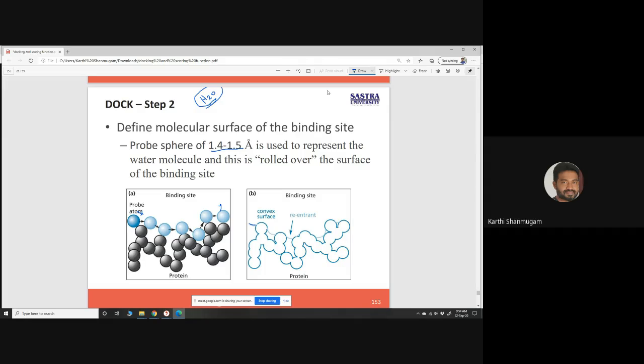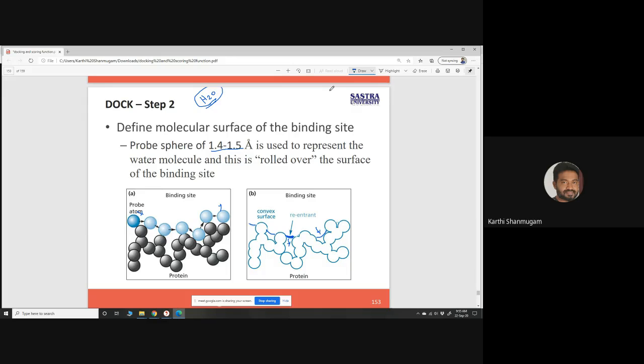You can see this surface is kind of a convex surface, and here you can see this region is what is called a re-entrant, which means that beyond this point the probe atom, that is the water molecule, cannot enter. This is the maximum to which it can make contact. That region is called re-entrant. Again, this is another re-entrant. Beyond this point, the probe atom cannot enter. So this is how we can define the binding site exactly.